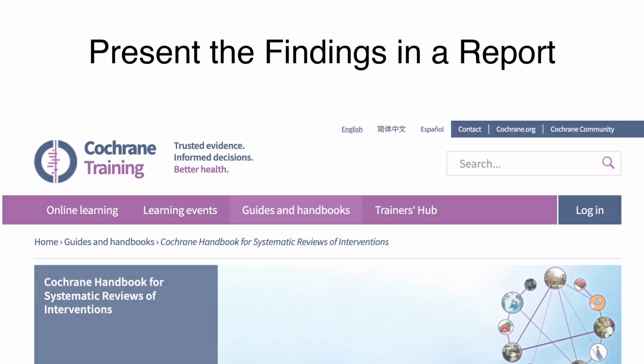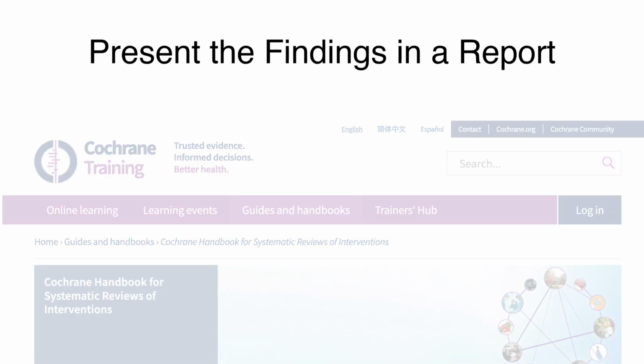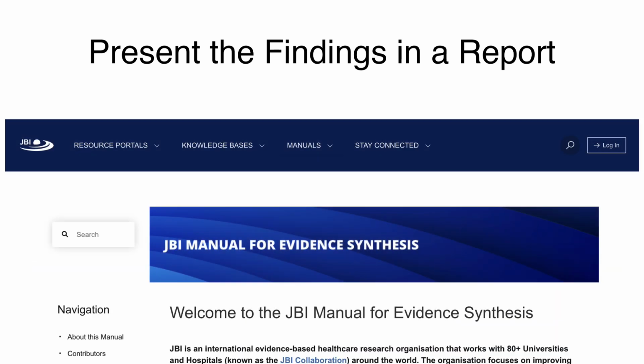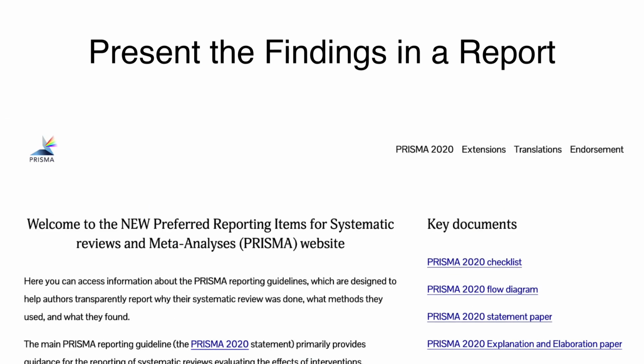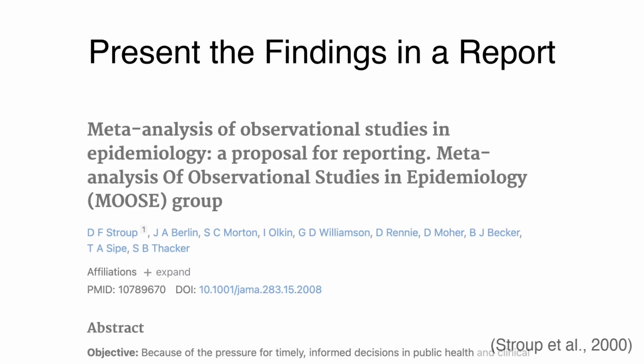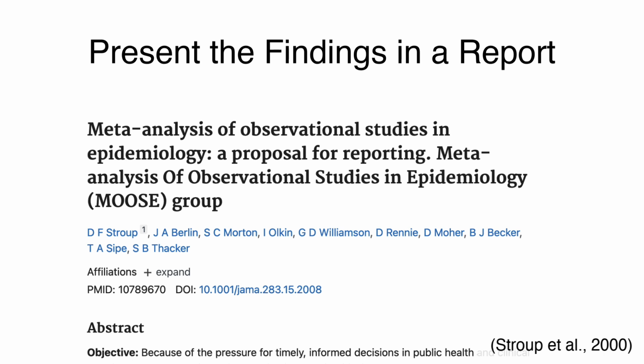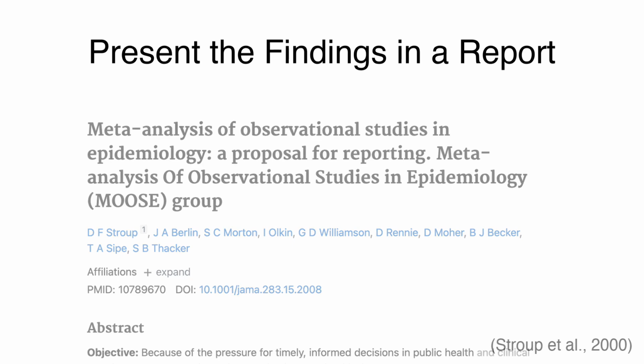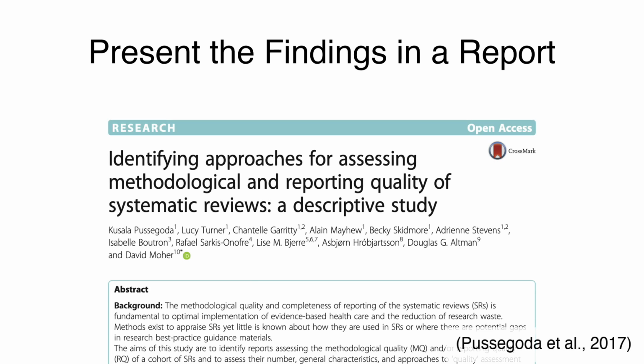The Cochrane Handbook, JBI, and PRISMA, as mentioned earlier, offer very helpful guidelines in presenting systematic reviews. There are other guidelines that fit approaches to reviews as well. Another set is called MOOSE, which stands for Meta-Analysis of Observational Studies in Epidemiology, which is an example of guidelines for writing systematic reviews based on studies on causation. For more information about assessing methodological quality or reporting quality, see the article by Pussegoda and colleagues titled Identifying Approaches for Assessing Methodological and Reporting Quality of Systematic Reviews: A Descriptive Study.